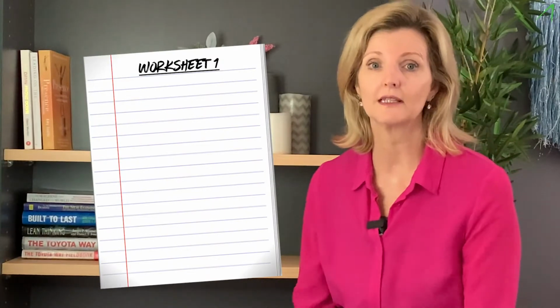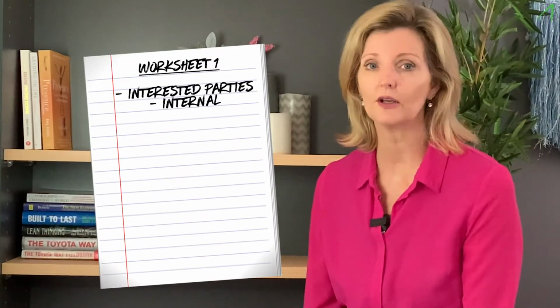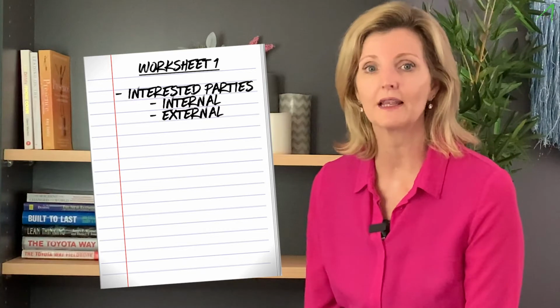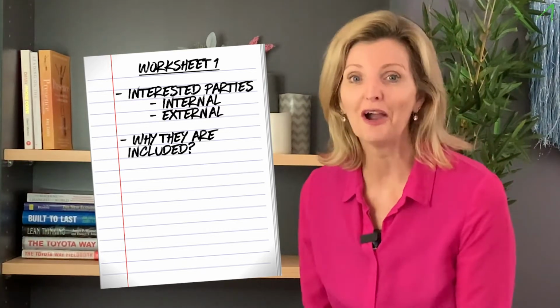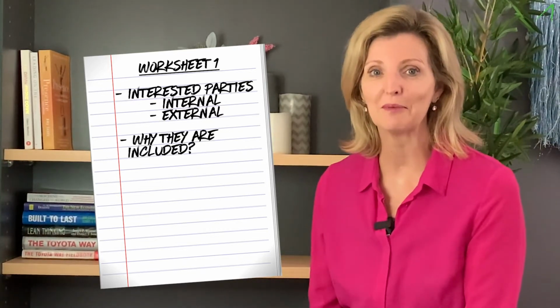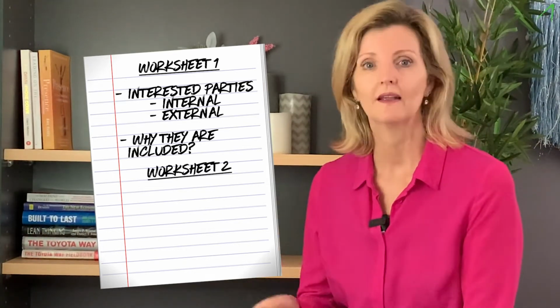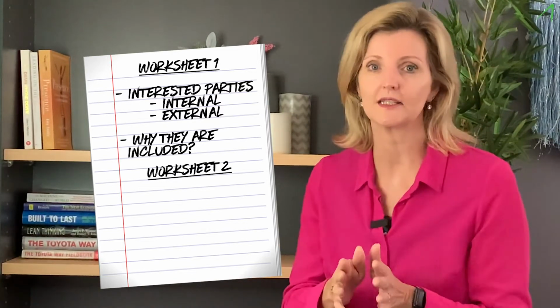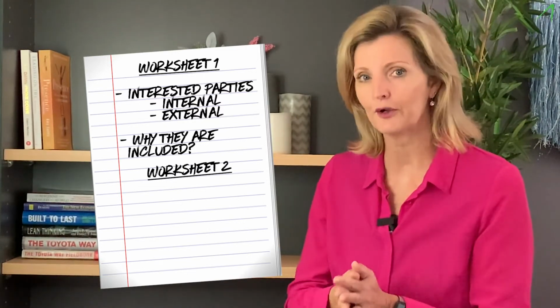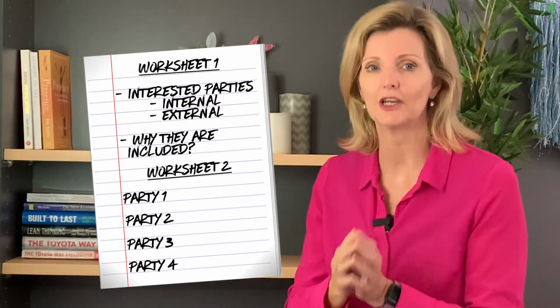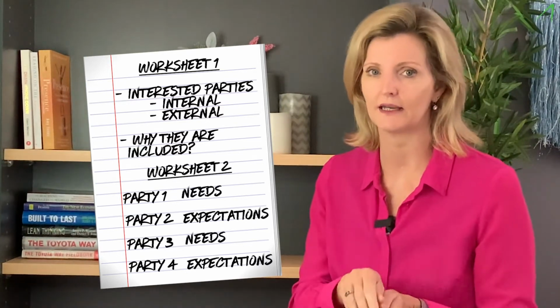I've actually seen this laid out quite nicely in an audit I conducted just recently. This company simply uses an Excel spreadsheet, and on worksheet 1 they've listed their interested parties, whether they're internal or external, and then finally the reason for their inclusion, which I think is a great addition as it demonstrates their thought process. Then on worksheet 2, they've extended from this list of just interested parties and added another column documenting each interested party's needs and expectations.